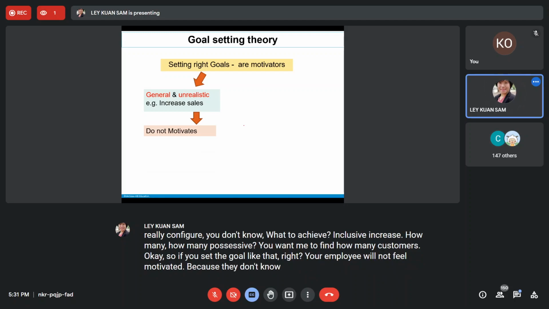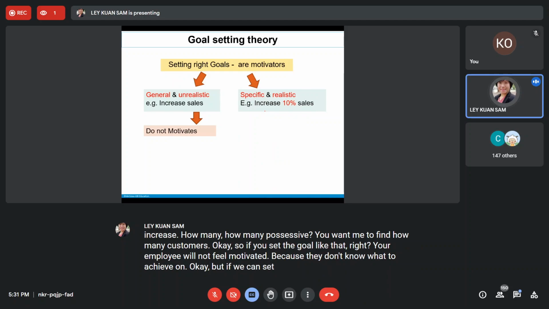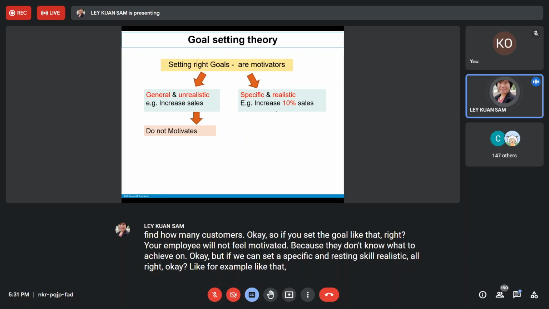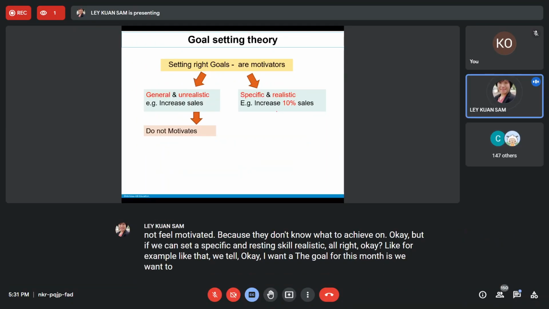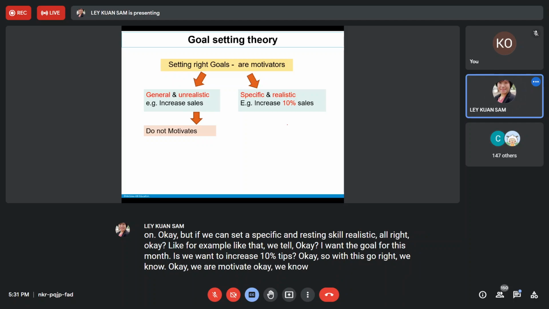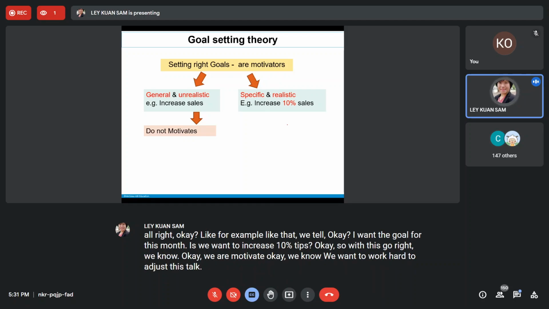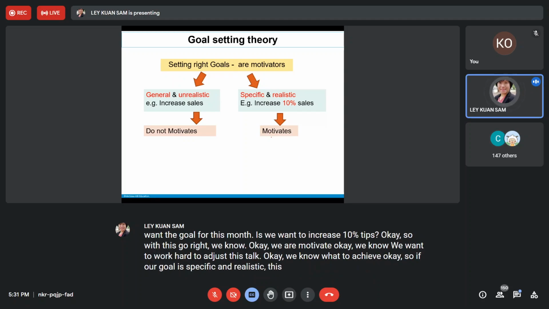But if we can set a specific and realistic goal, for example, we tell our workers, the goal for this month is we want to increase sales by 10%. With this goal, we are motivated. We know we want to work hard to achieve this goal. We know what to achieve. So if our goal is specific and realistic, this will motivate our workers.